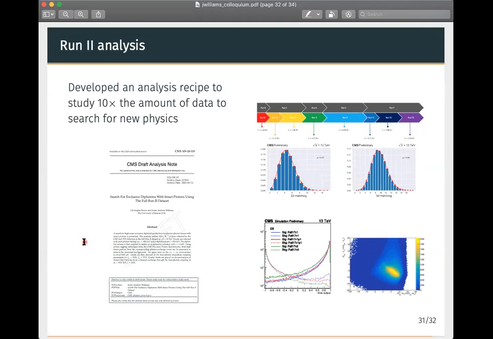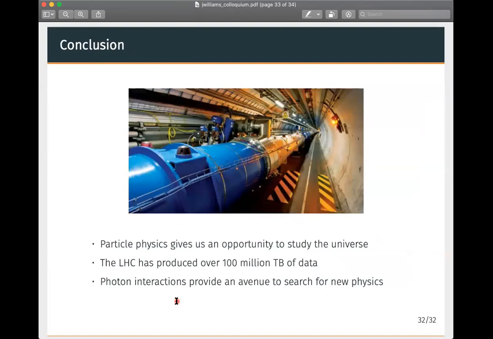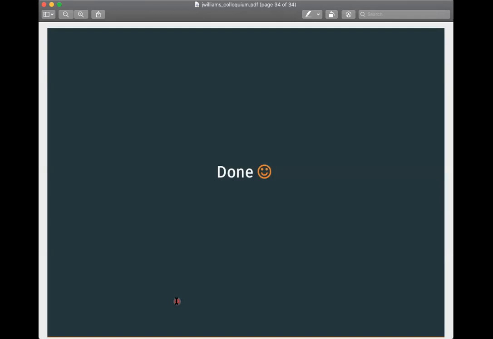Okay, so I will wrap up. So to answer my earlier question, the reason we do particle physics is because it gives us an opportunity to better understand the universe. And the LHC has done its part in that by providing over 100 million terabytes of data for us to analyze. And during my time at KU, I've gotten to analyze that data through the lens of photon interactions as a way to search for new physics. So thanks for being here. Thank you for your attention, and I can answer any questions.